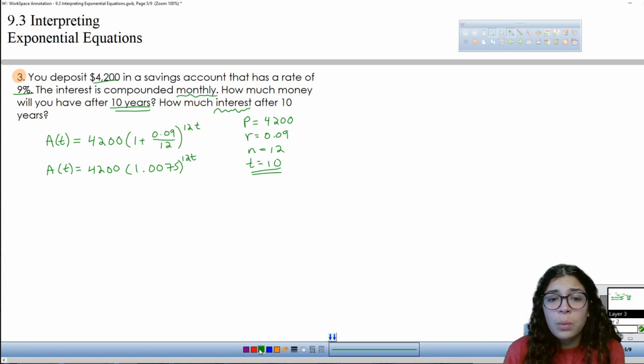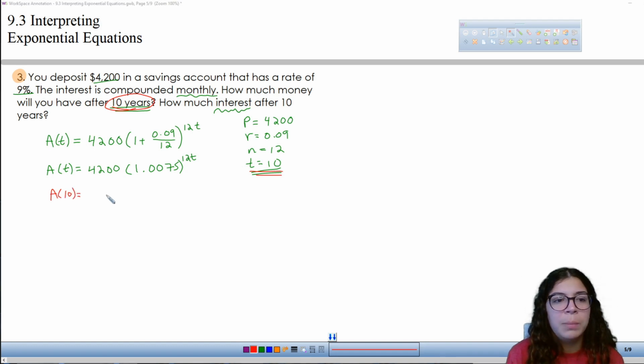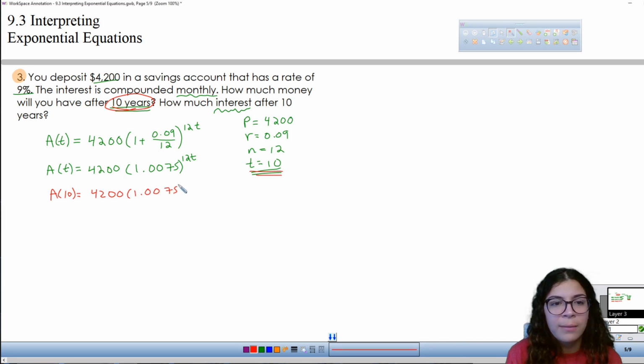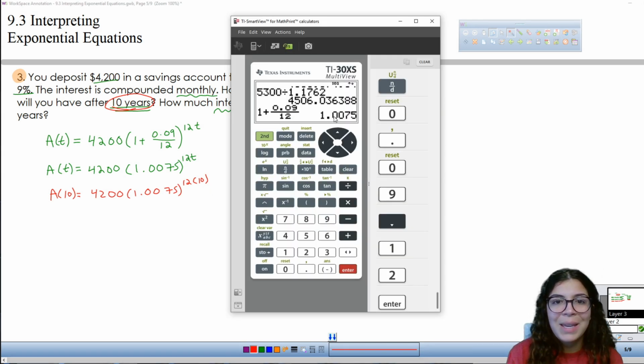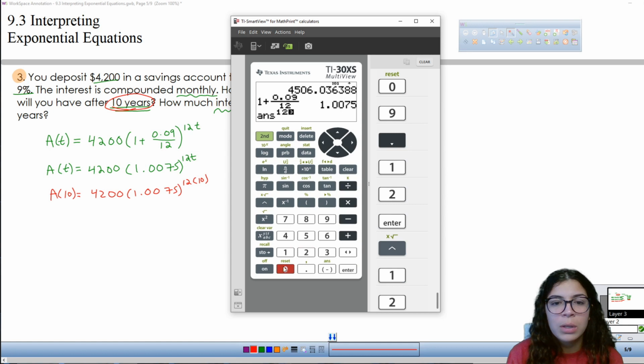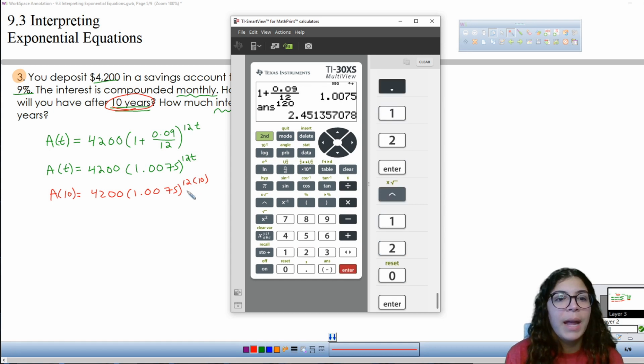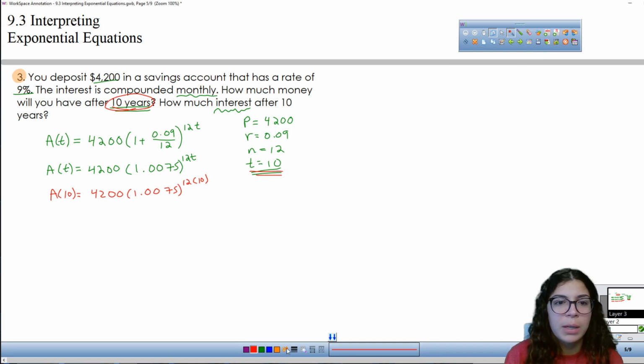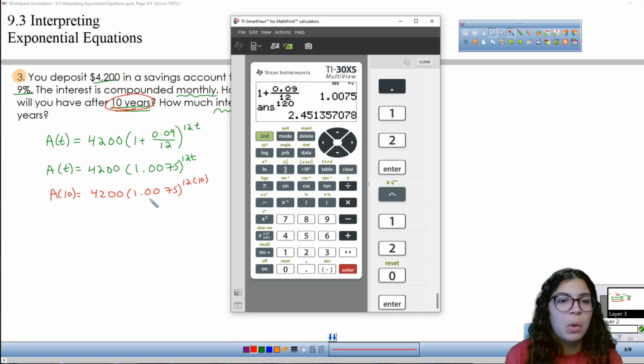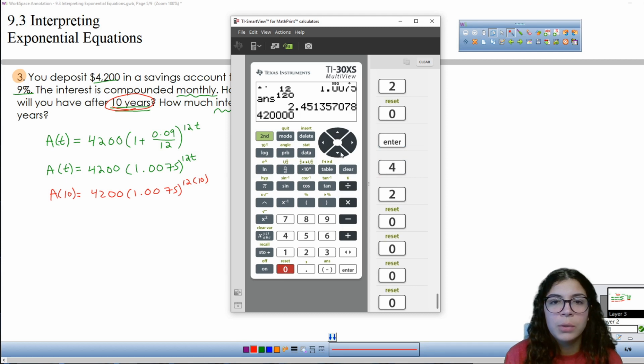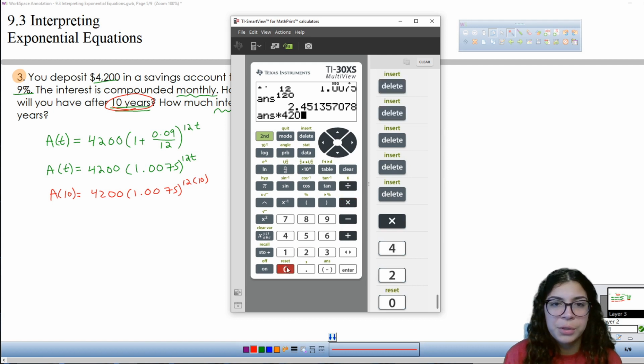Now, specifically talking about the question that they're asking us, how much money are you going to have after 10 years? So now let's plug in t is 10. So A of 10 would be 4,200 times 1.0075 to the power of 12 times 10. Now 12 times 10 is 120, so I'm going to take that and put it to the power of 120, and we get that number, and then that number we need to multiply by 4,200.